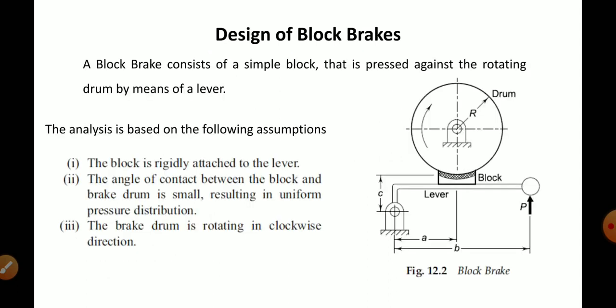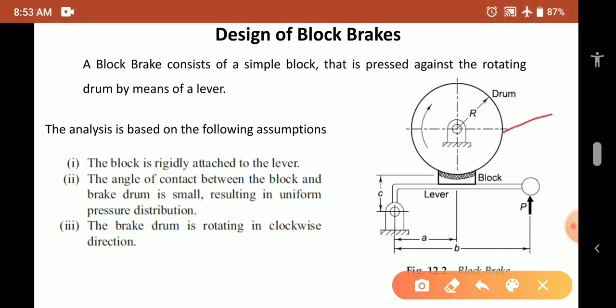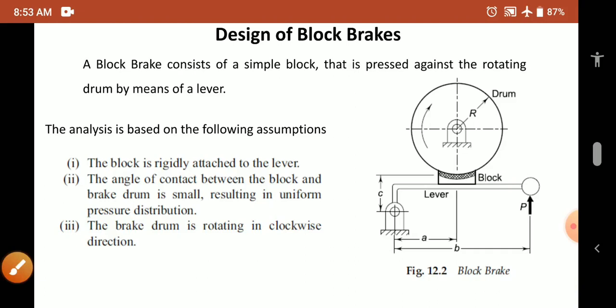Now we will see in detail the design of the block brakes. A block brake consists of a simple block that is pressed against the rotating drum by means of a lever. Here we can see the drum having radius R, and this is the lever on which the block is permanently mounted. This block brake is operated with this lever.